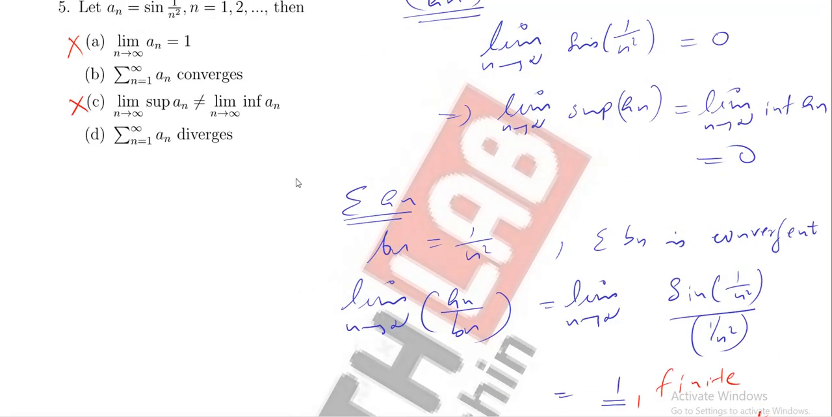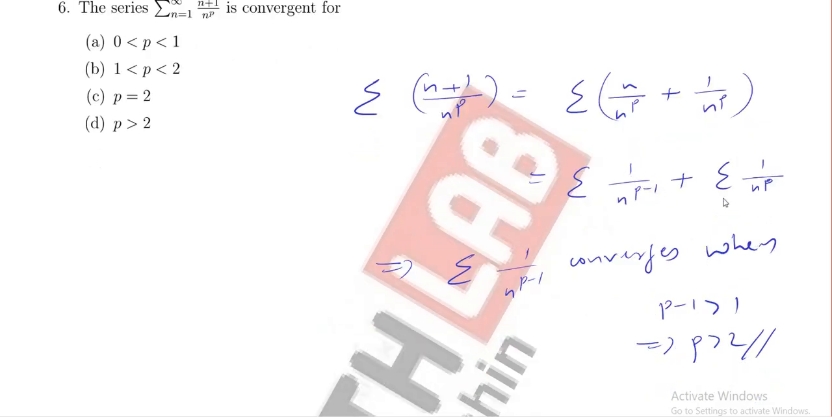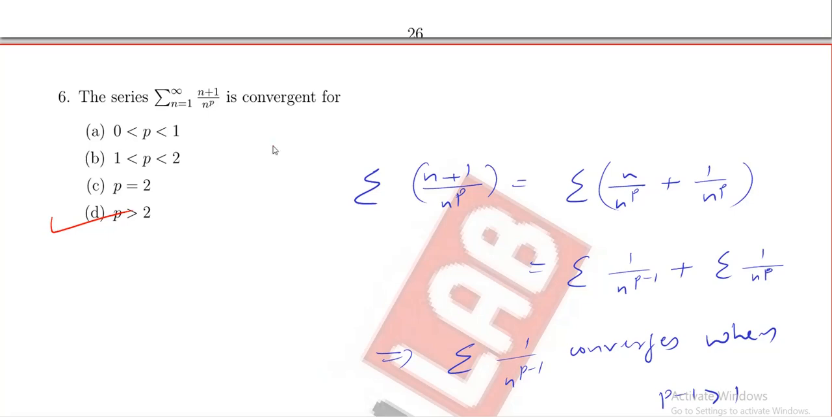Alright, now question number 6. Series sigma n plus 1 by n to the power p is convergent for what values of p? We can write n plus 1 by n to the power p as n by n to the power p plus 1 by n to the power p. And here one n is cancelled, so sigma 1 by n to the power p minus 1 plus sigma 1 by n to the power p. And we know that the first series converges when p minus 1 is greater than 1, because this one is a p series. And for the second series, when p is greater than 1, that converges. Therefore, the common value for which these two series converge is that p must be greater than 2. So it converges for p greater than 2.